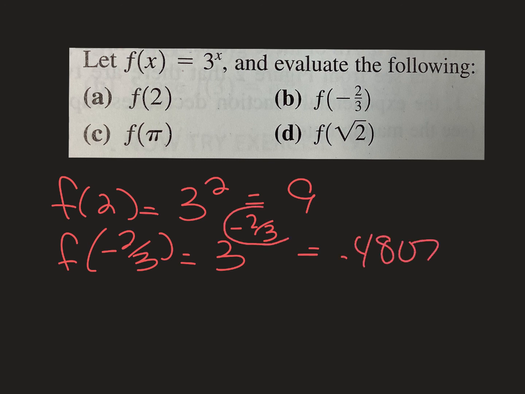Don't forget what this does, by the way. The negative flips it, which makes it really 1/3. 3 is cube root, so I'm doing the cube root of 1/3 squared. That's what that really was.